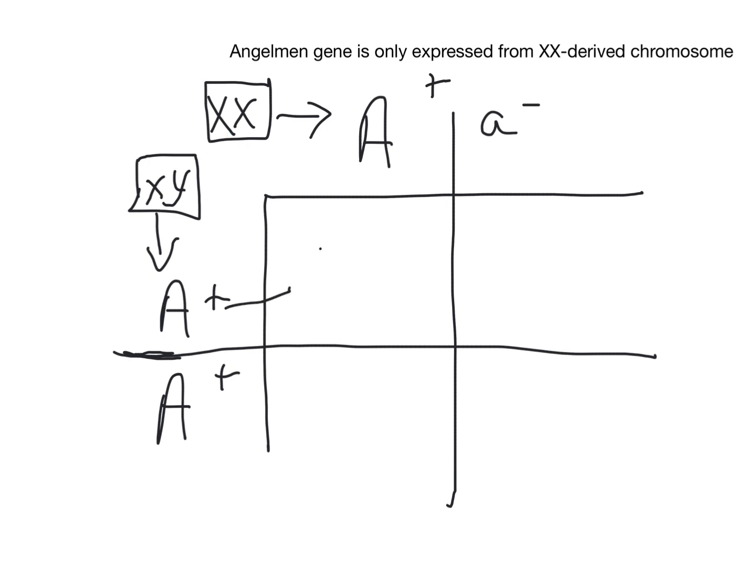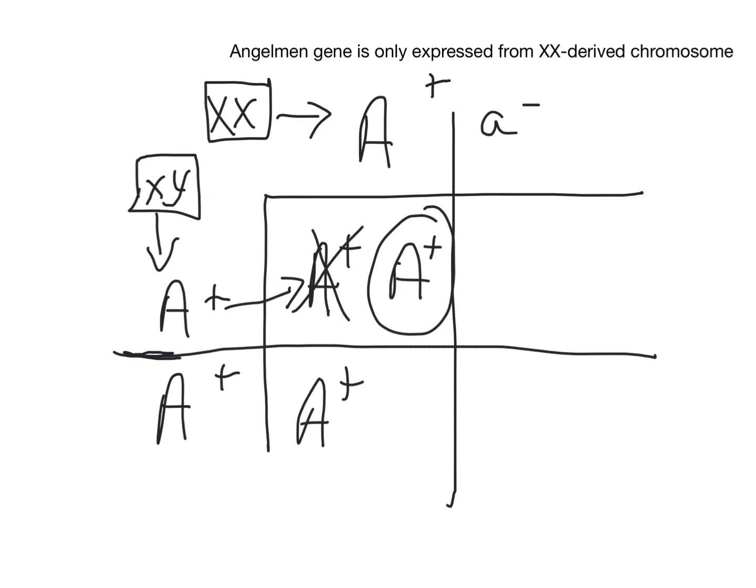We can have two wild-type alleles in the next generation. In this case, only this allele will be expressed. This one will be silenced. And we can have the same thing here. Again, only the XX-derived allele will be expressed. The XY-derived allele will be silenced.